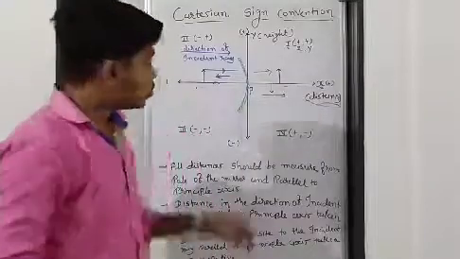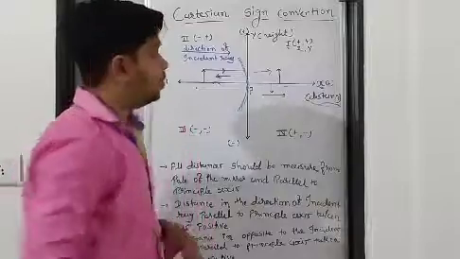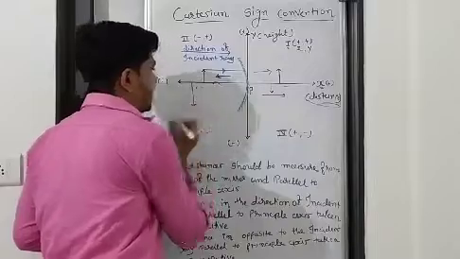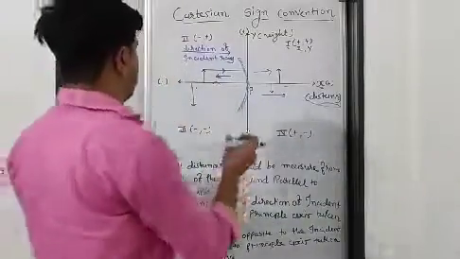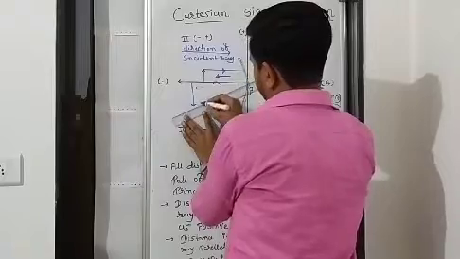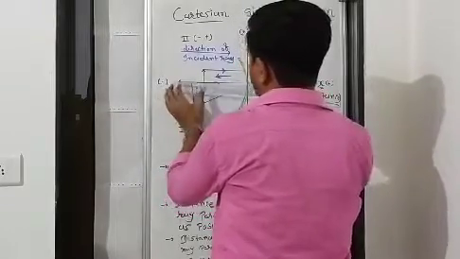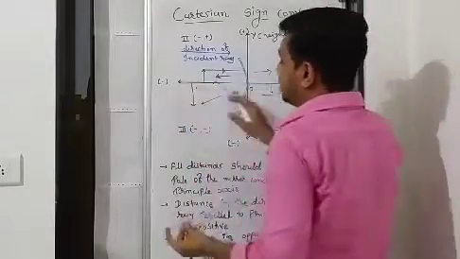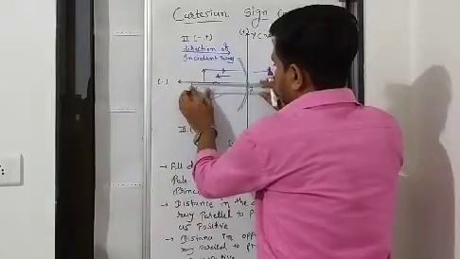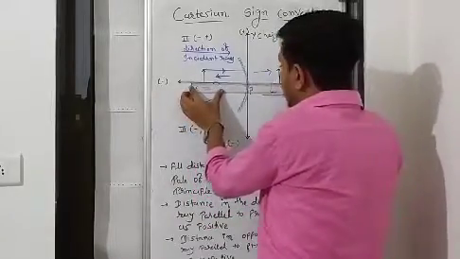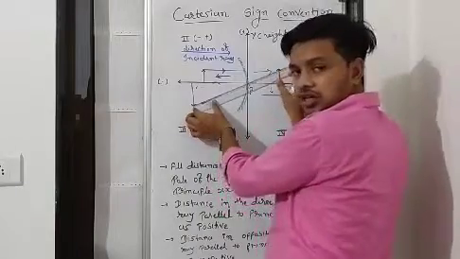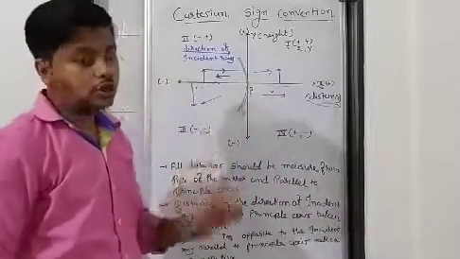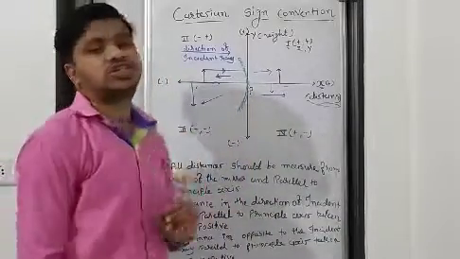The first one is that all the distances should be measured from the pole of the mirror and parallel to the principal axis. You can't measure the image like that. You have to measure parallel to the principal axis. If you want to measure the distance of the image, you have to take it parallel to the principal axis and then you can measure it. Understand? So you have to measure all the distances from the pole only. Zero should be on the pole, and then you measure the distance from it.